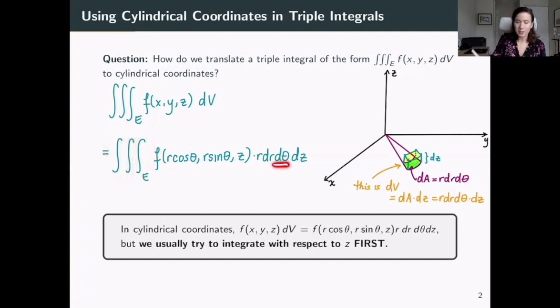We could do d theta first, but normally integrating in the standard way in our polar coordinates for this first bit is definitely the way that we want to go. So generally, it is helpful to integrate with respect to z first. We're going to see how that works in a couple of slides coming forward.